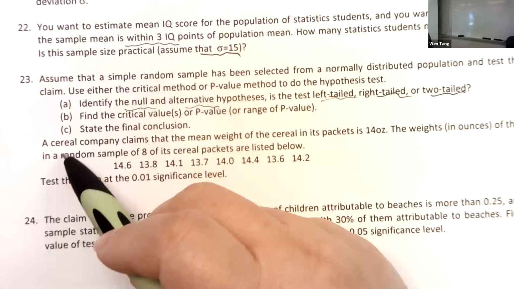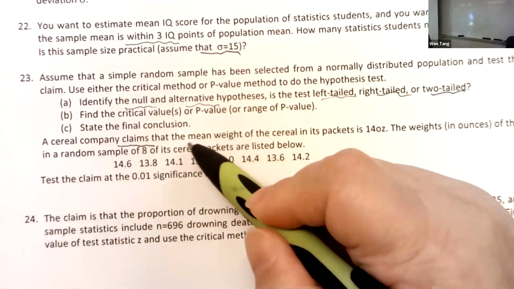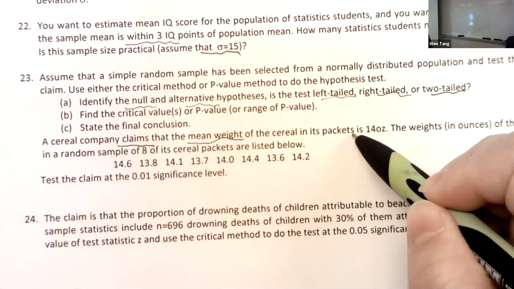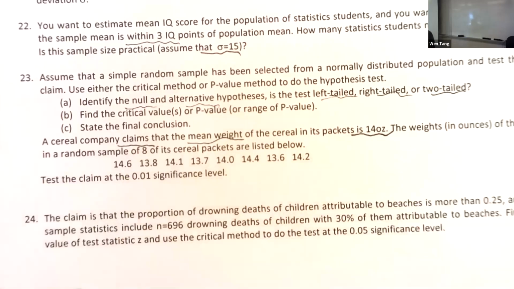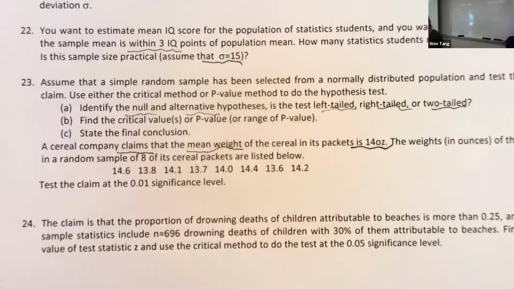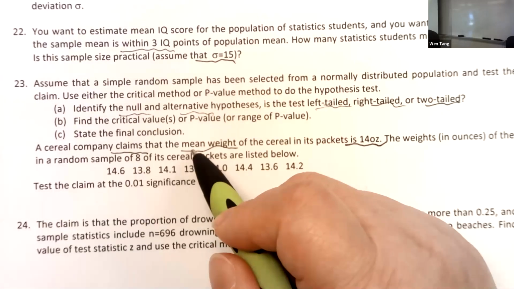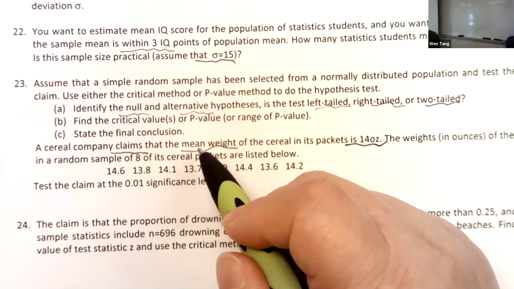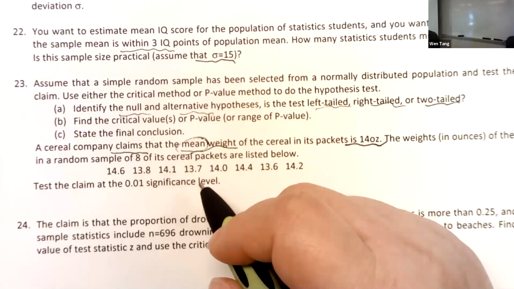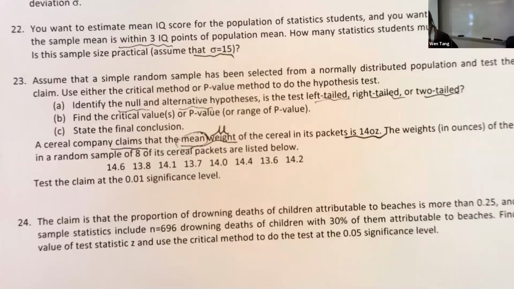So here, the company claims the mean weight of the packets is 14 ounces. So this is the claim we have. And we know this claim is about the mean. So this will be the hypothesis test of our mu, right? Because the claim is about mu, we know this is the hypothesis test about mu.